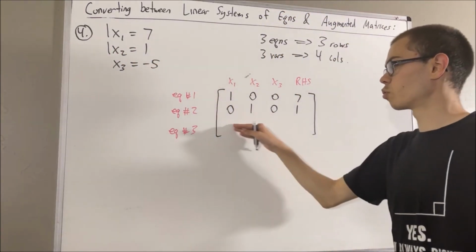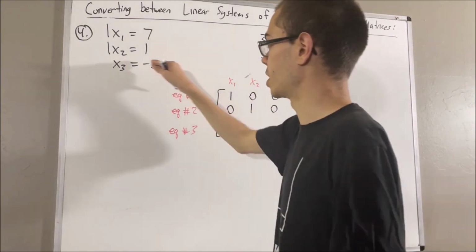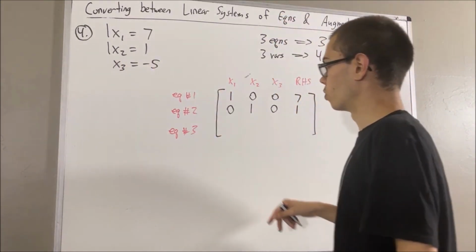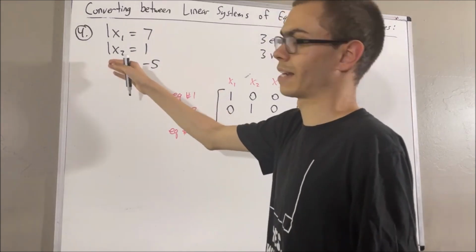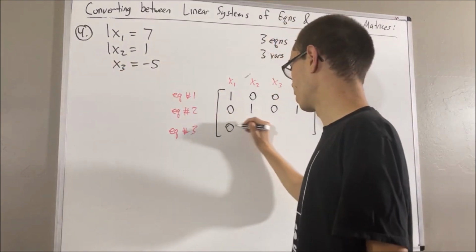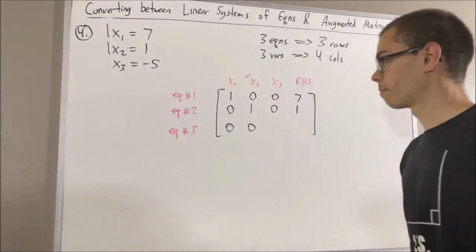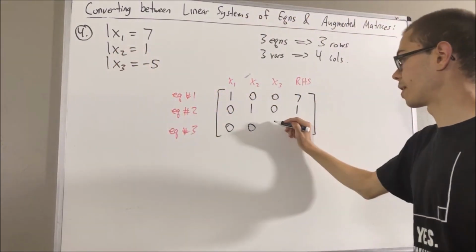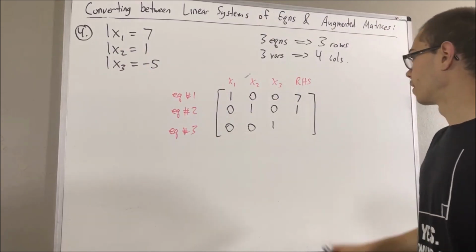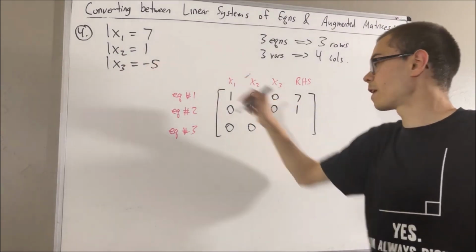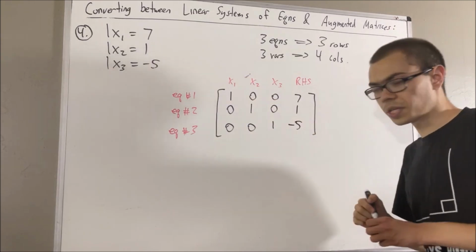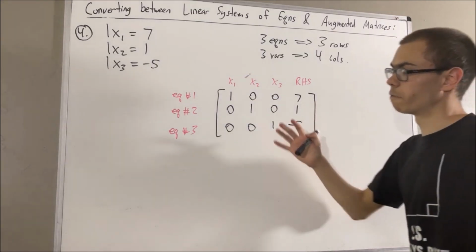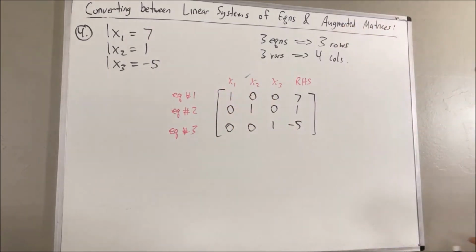Okay, and now moving on to row 3, well, we're looking at equation 3. So we see that there are no x1 or x2 terms here, so those are both going to be 0. The coefficient in front of x3 is a 1, so that's just a 1. And on the right-hand side, we have a -5. So this would be the augmented matrix for this system. Right, and yeah, that's the idea.